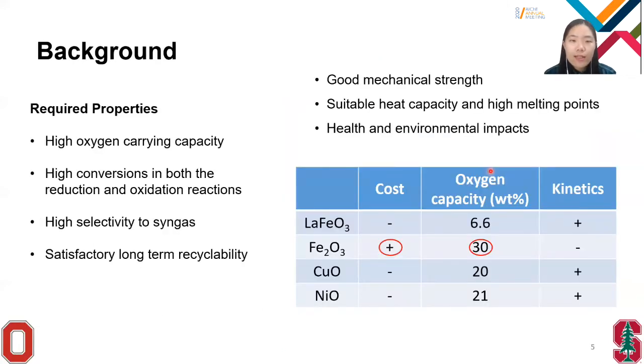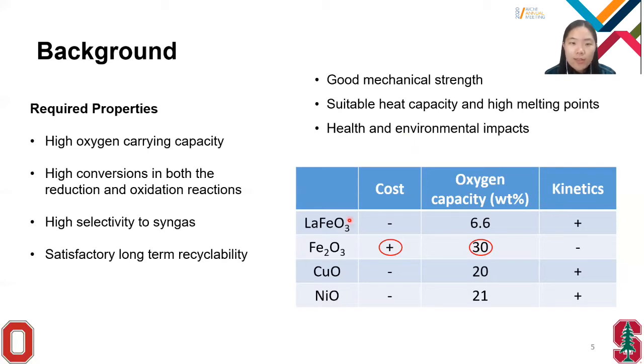Here are listed several required properties for oxygen carriers. For chemical properties, we want the oxygen carrier to have high oxygen carrying capacity, high conversions in both the reduction and oxidation reactions, high selectivity to syngas, and satisfactory long-term recyclability. For physical properties, we want the sample to have good mechanical strength, suitable heat capacity, and high melting points. It should also have little health and environmental impacts.